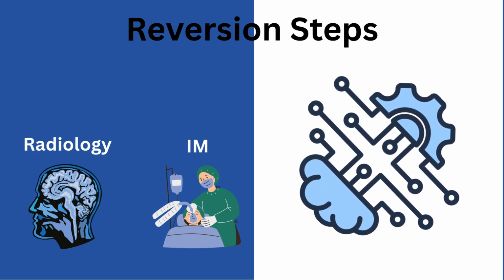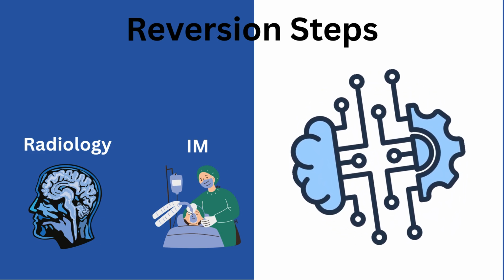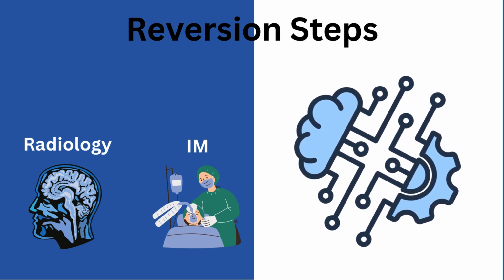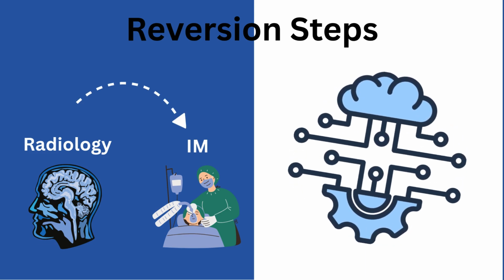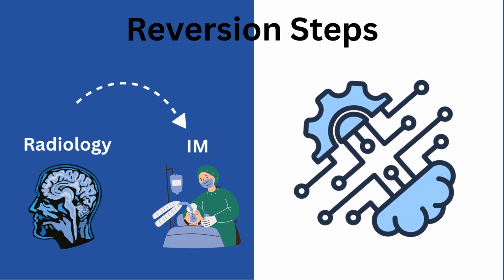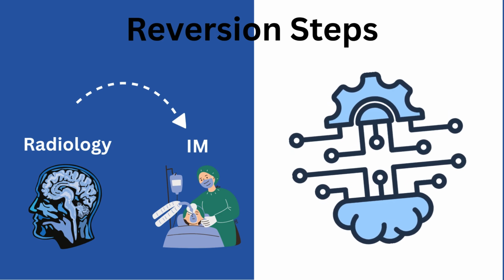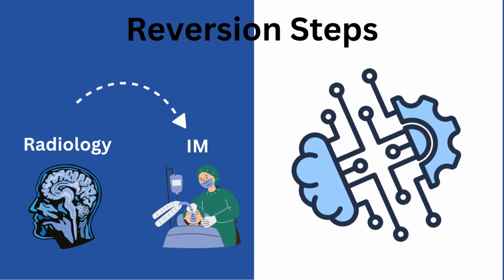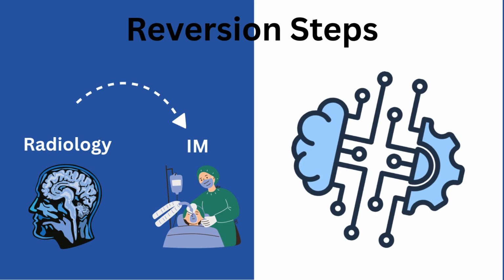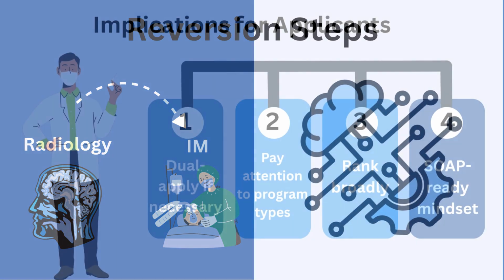Reversion sequence. 1. The algorithm tries to fill all radiology advanced spots. 2. If only 3 get filled, the 4th spot automatically reverts to a preliminary IM position. 3. The algorithm then goes back through the applicant pool and tries to fill that newly created IM slot. This increases the program's overall fill rate and ensures more applicants get matched.